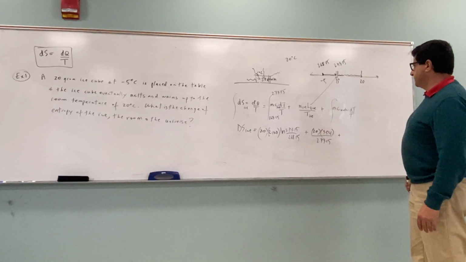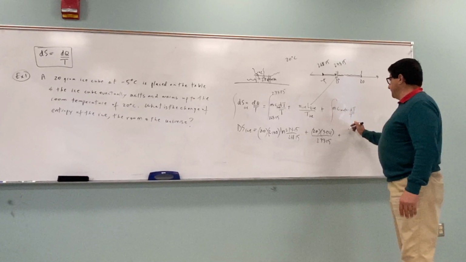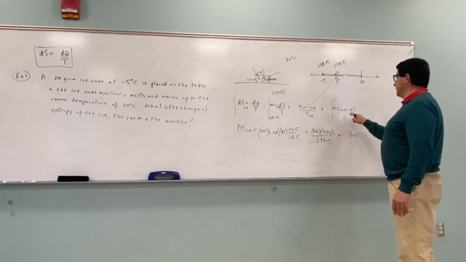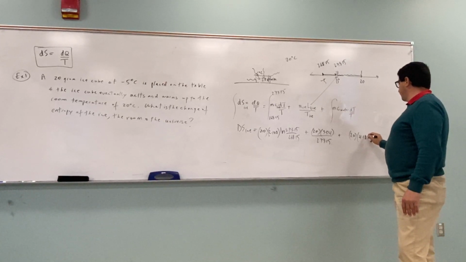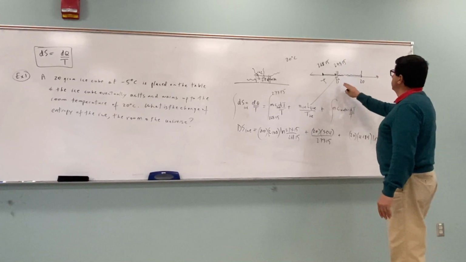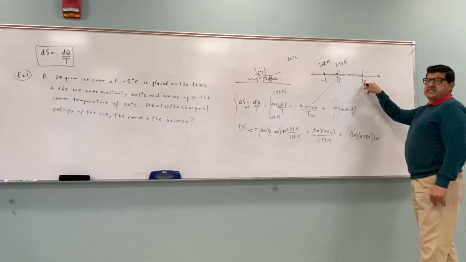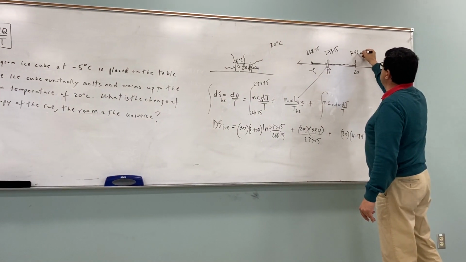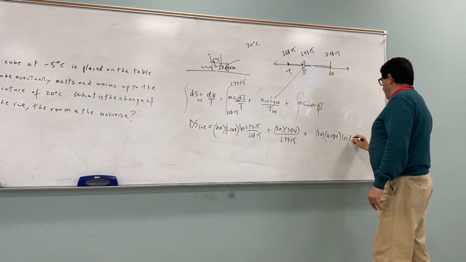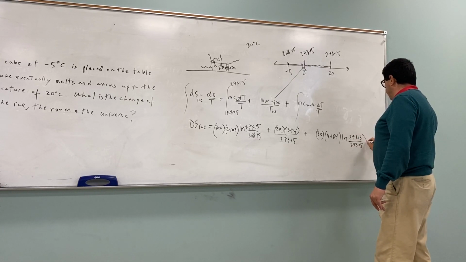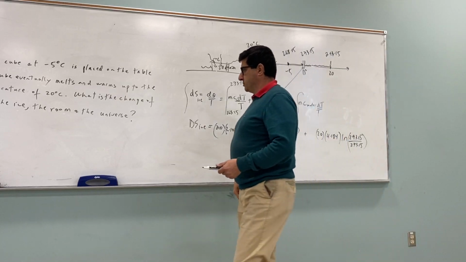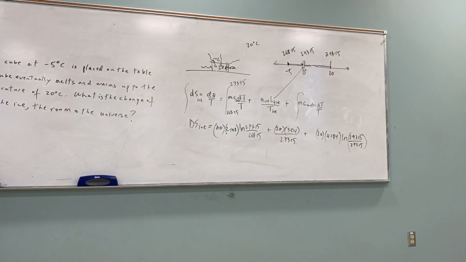Okay, plus the mass of the ice, 20, times the specific heat of water now, which is 4.184, times ln of the 20 in Kelvin, which is 293.15, over 273.15. So that's it, we've added up all the changes in entropy of the ice in the melting process.